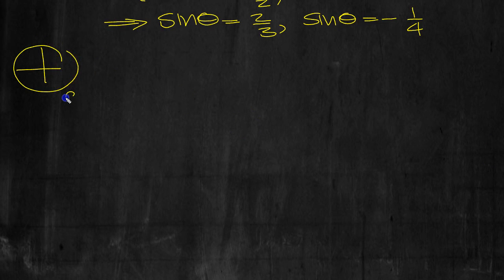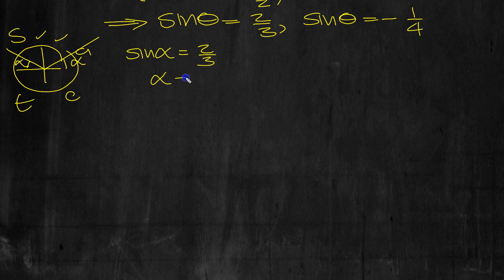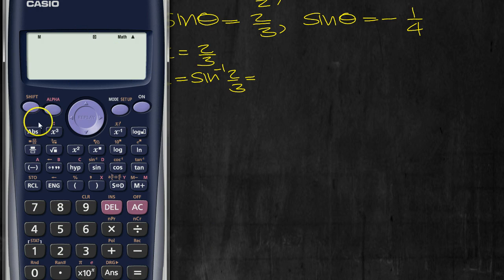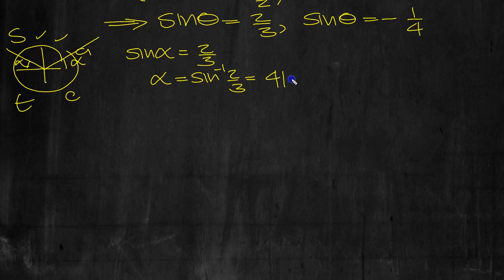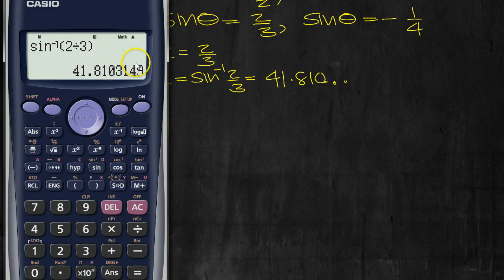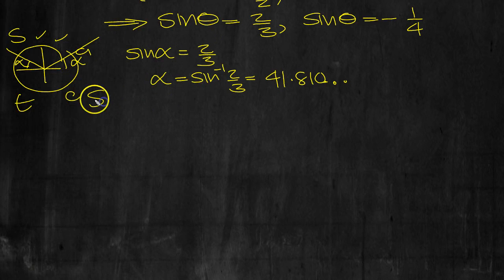Draw a circle, right, CAST. Sine is positive for the first one, here and here. Draw 2 lines, mark off alpha, the associated acute angle. Right, sine alpha equals 2/3. And so alpha is equal to shift sine 2/3. See what we get. We need to be in degrees mode, which we are. Shift sine of 2 divided by 3. 41.810 degrees. Let's just look at that again. 41.810. Yes, that's fine.